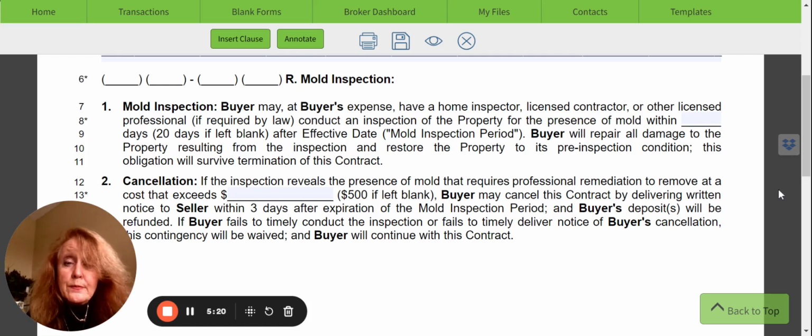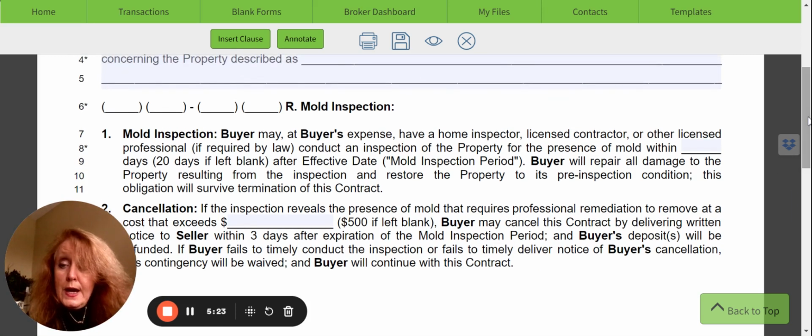So, this is a very important addendum to have to a contract because it allows for that mold inspection to occur. It allows for a cancellation of the contract if the buyer feels that the remediation of that mold will exceed a certain amount. This could be any amount. It could be $1. It could be $1,000 depending upon what's negotiated. The lower the amount, the better for the buyer because it gives the buyer the opportunity to actually cancel the contract. So again, it is very important to have.